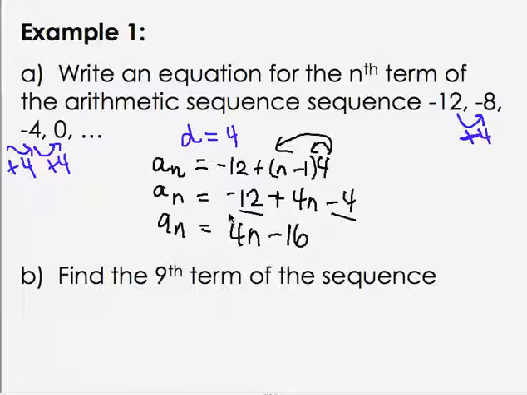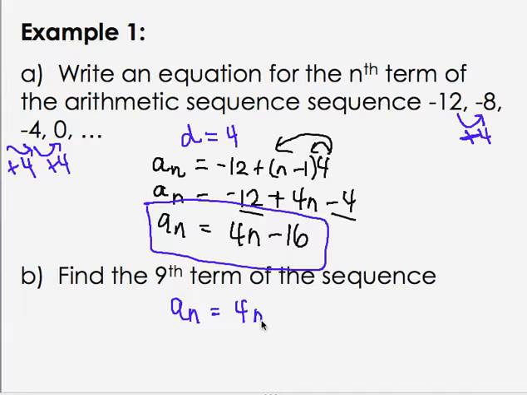And then we can use this formula, which is the answer to our first part, to find the nth term of the sequence. We can use that formula to find the nth term of this, not the nth term, the ninth term of the sequence. So I start with my formula, a sub n equals 4n minus 16. All right, now I want to find the ninth term. So instead of n, I'm going to substitute in 9, right? So I know my n is 9.